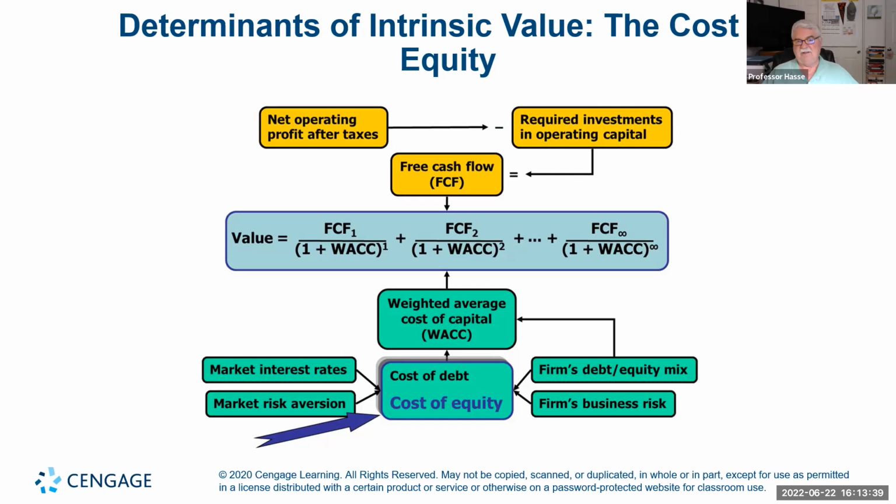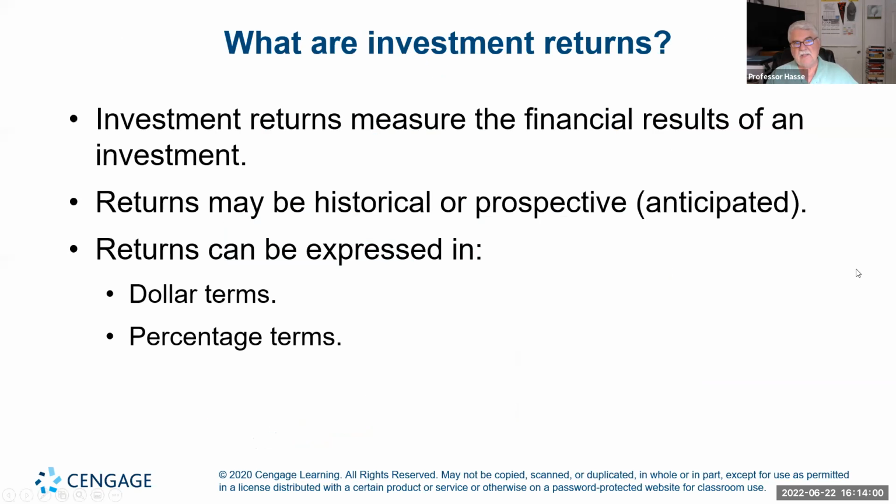And the cost of equity is a combination of risk in the market and the firm's business risk and the mix of debt and equity that they're using to finance their business. And that cost of equity is part of the overall cost of capital of a company. So the cost of equity is a type of investment return. What type of return are you giving the investors in your business? Historically and into the future. And that return will be in dollars or most likely in percentages.